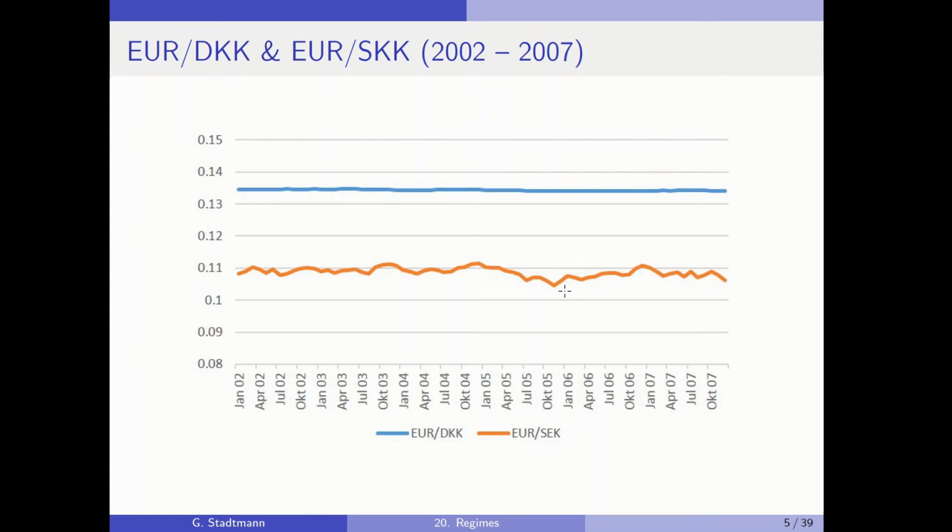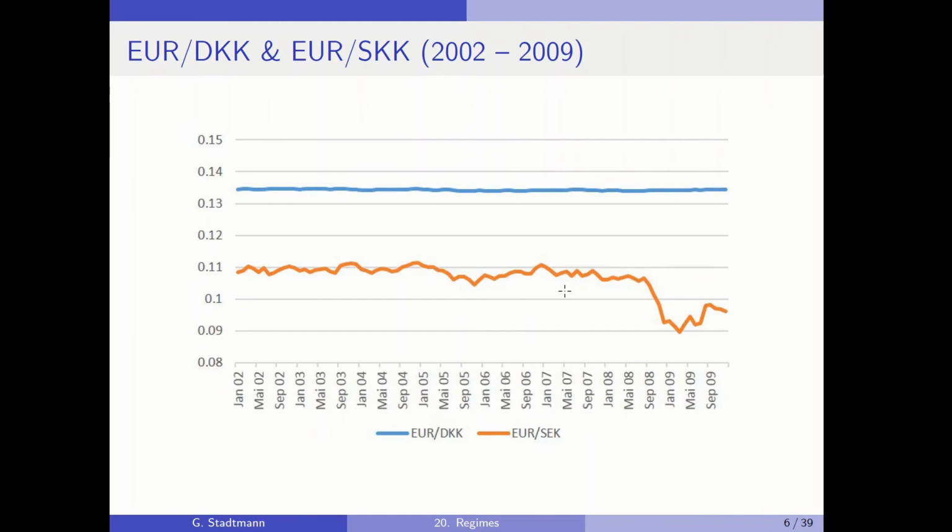So what happened in the financial crisis? In the financial crisis, the Danish krona is still stable. So the Danish central bank was able to defend this kind of peg. What about the Swedish krona? Here, in September 2008, the exchange rate starts to decrease. So this is an appreciation of the euro, a depreciation of the Swedish krona.